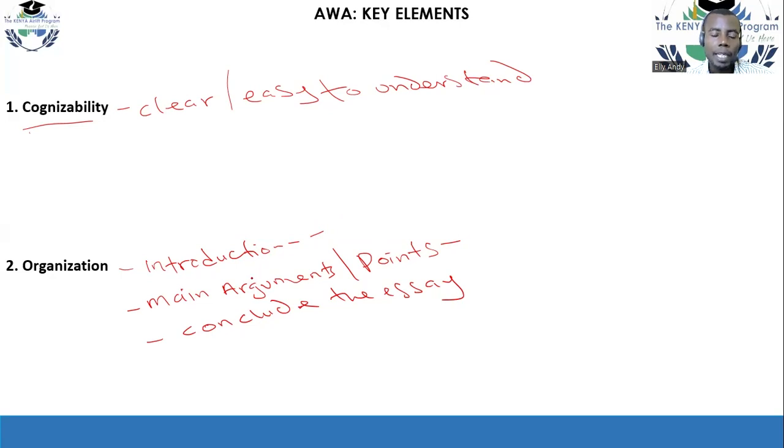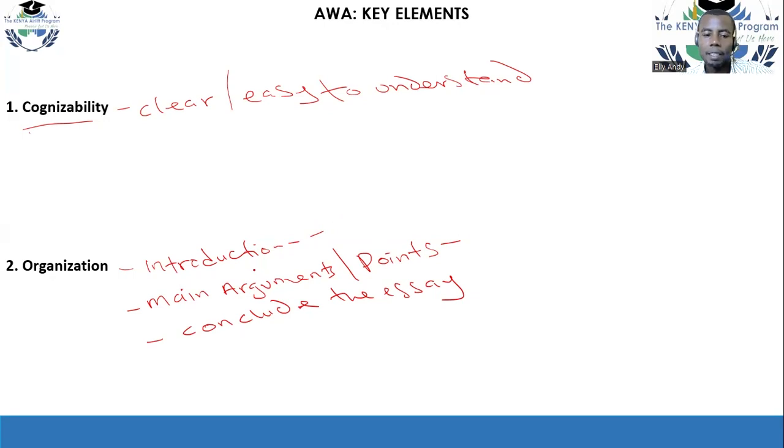Now, in as much as your essay should be organized in this manner, it doesn't mean that everything should be discrete or that everything should stand on its own, but rather your writing should still flow. The introduction should flow into the main body, and the paragraphs of the main body should also connect, and then the conclusion should tie up everything together.